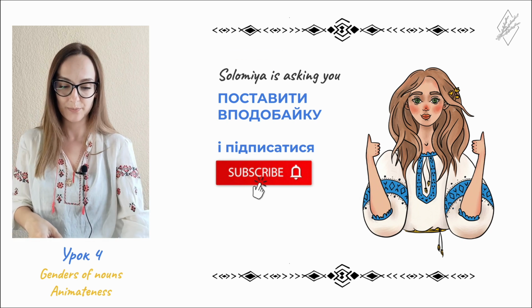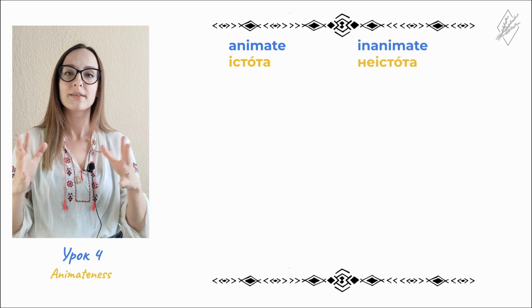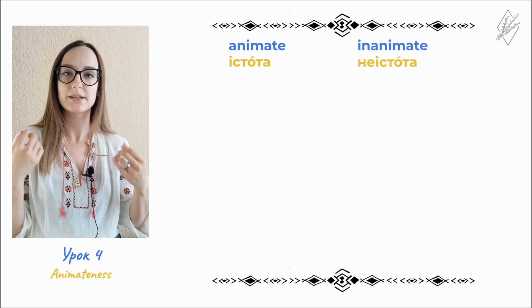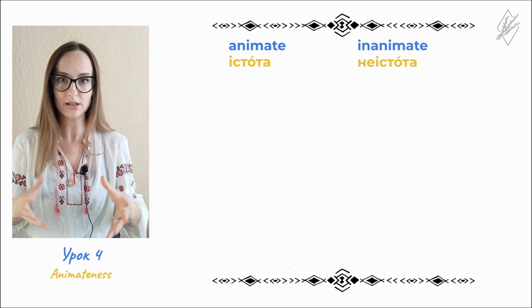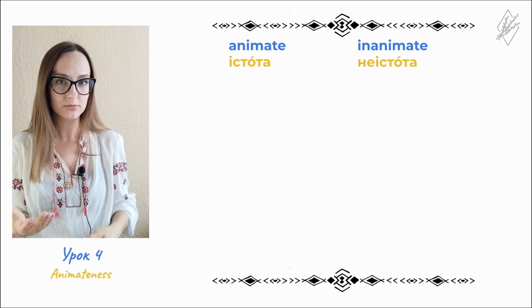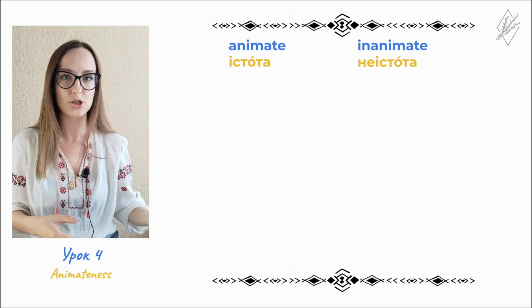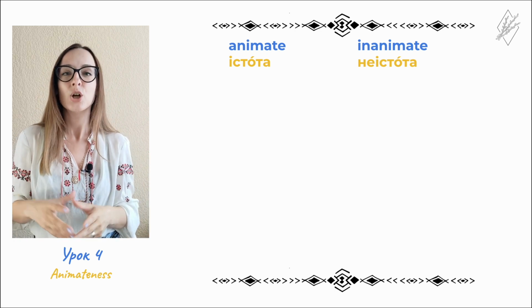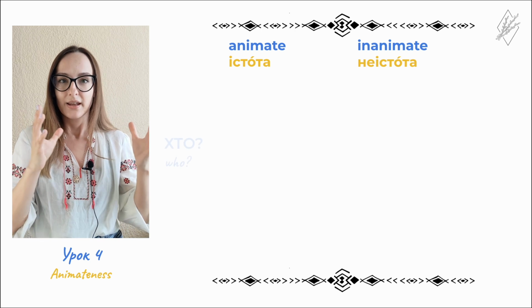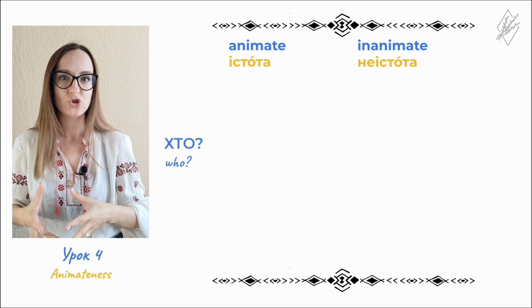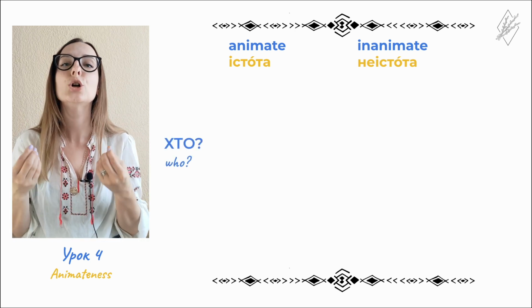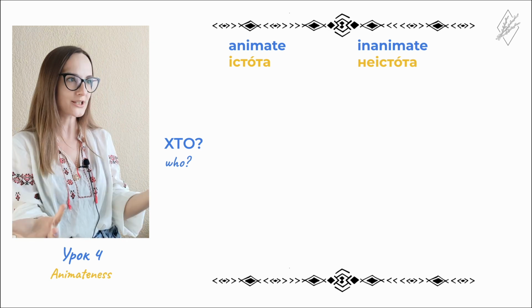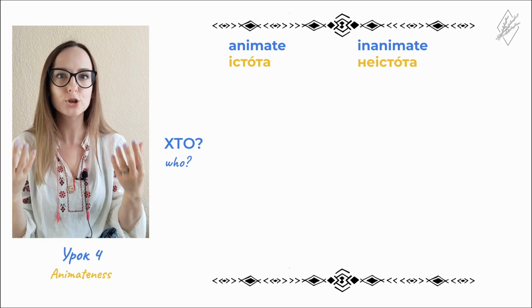And we begin. At first we will talk about the category of animateness and inanimateness. In Ukrainian it sounds like істота and неістота, like creature and not creature literally. What is the difference? Animate nouns answer the question who. Хто? Хто це? Who is this?